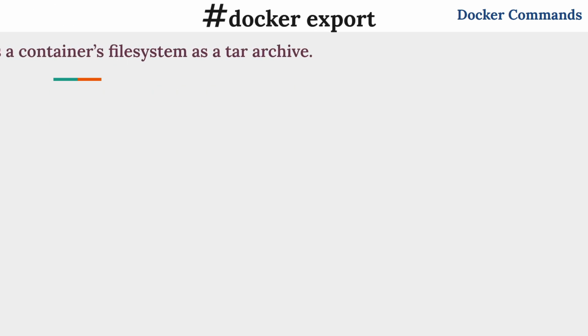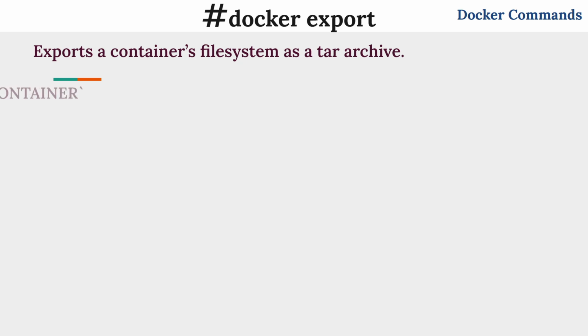The docker export command in Docker is used to export the file system of a container as a tar archive. Unlike docker save, which deals with Docker images, docker export operates on containers and exports the container's file system at a specific point in time. Here's how you can use the docker export command.